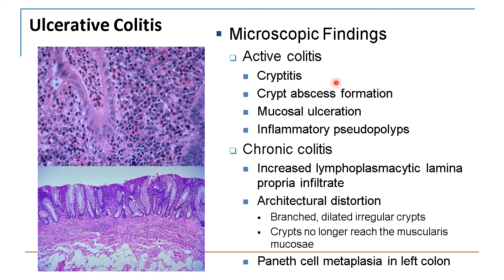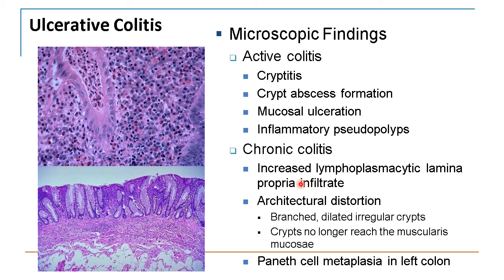Here again is the microscopic appearance of ulcerative colitis. They are similar to each other with minor changes. The transmural inflammation or ulcers and the granulomas are in Crohn's. And Crohn's has skip lesions, okay? Active colitis includes cryptitis, crypt abscess formation, mucosal ulceration, and inflammatory pseudopolyps.